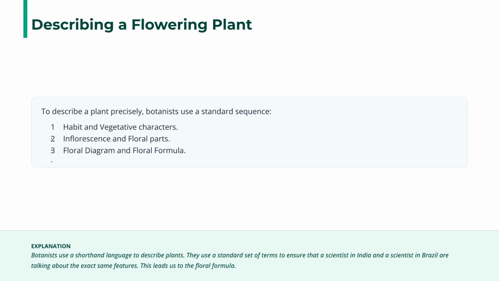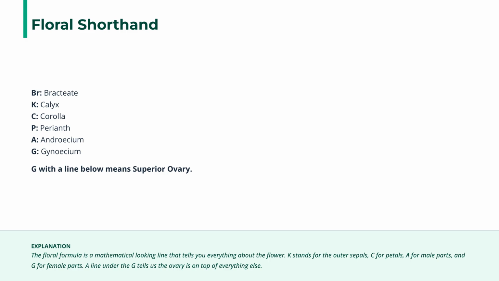Botanists use a standard language to precisely describe flowering plants, including vegetative and floral characteristics, culminating in the floral diagram and the floral formula. The floral formula is shorthand for the flower's structure. K is for calyx, C for corolla, A for androecium, and G for gynoecium. A line below the G indicates a superior ovary.